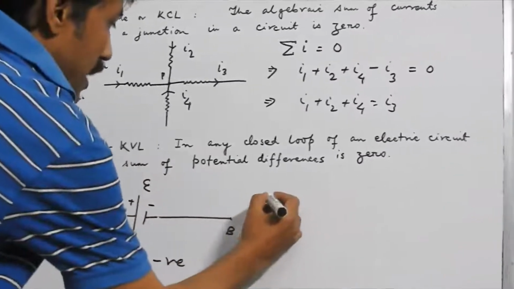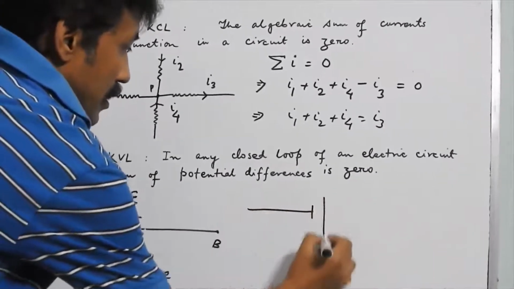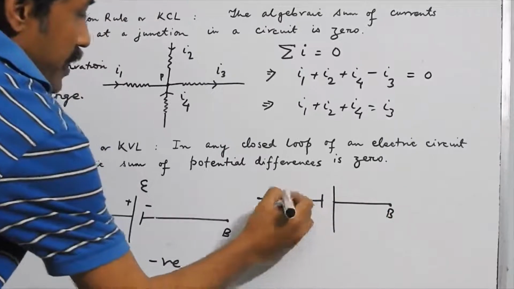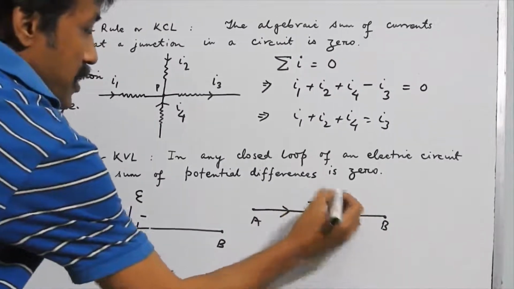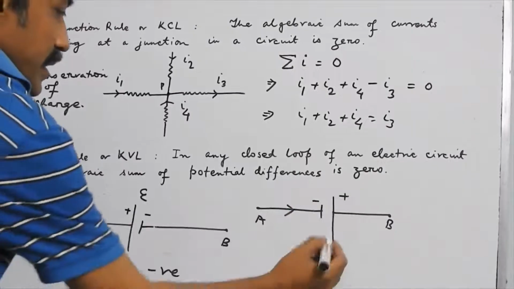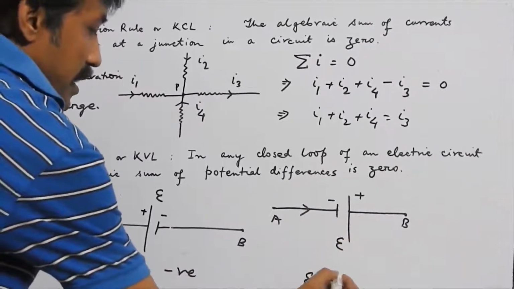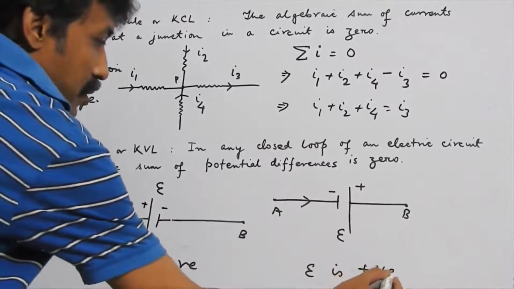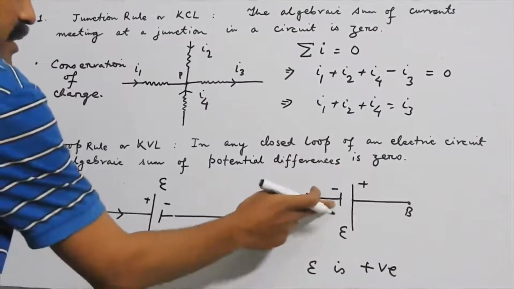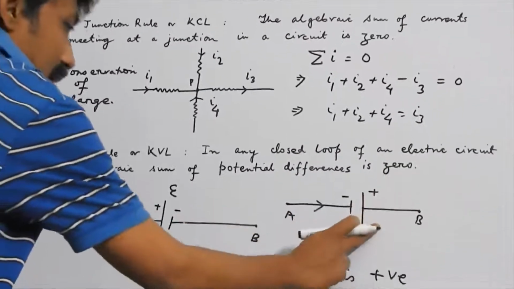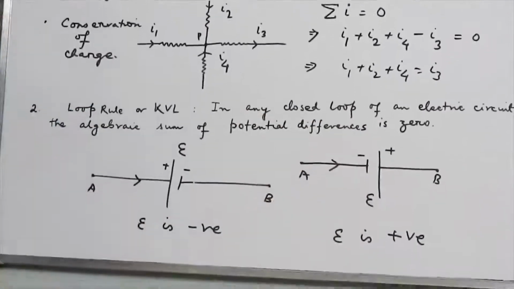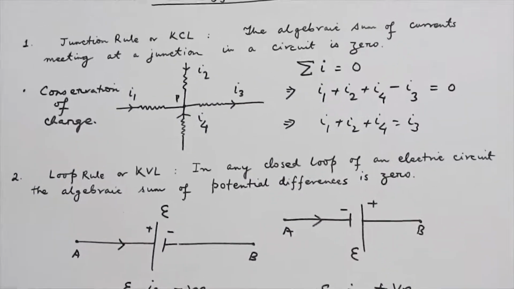Whereas if the opposite happens, while moving from A to B, we are definitely moving from negative to positive potential. That means the potential is increasing. In this case, the battery EMF is to be taken as positive, because the potential is increased. The negative terminal is at low potential, the positive terminal is at high potential, and in the earlier case it is from high to low, so EMF is negative. In this case we are moving from low to high, so it is definitely positive.